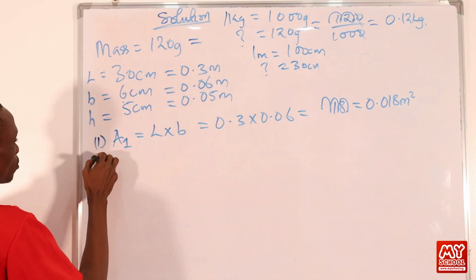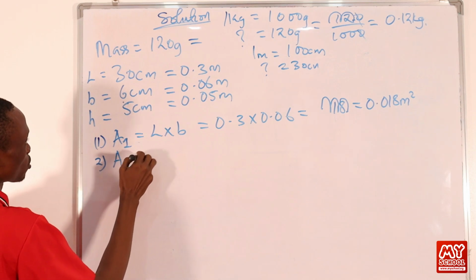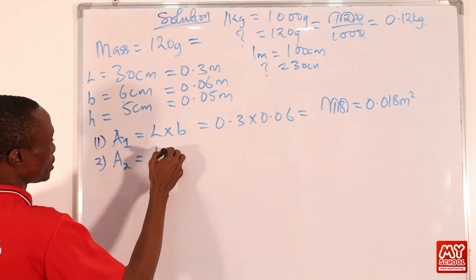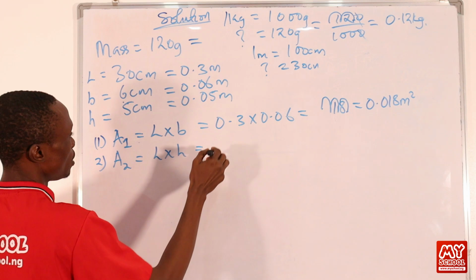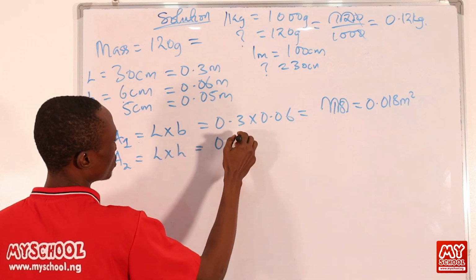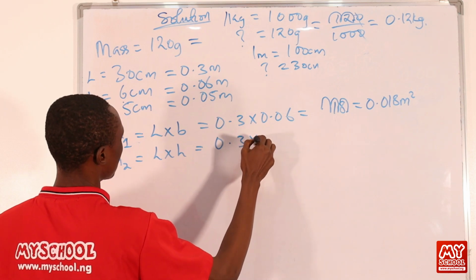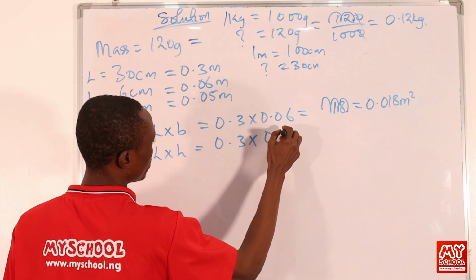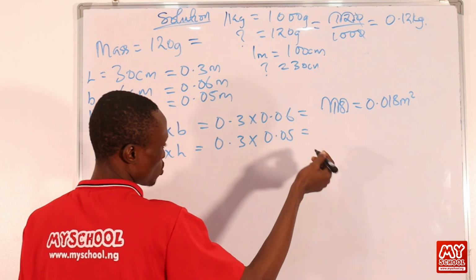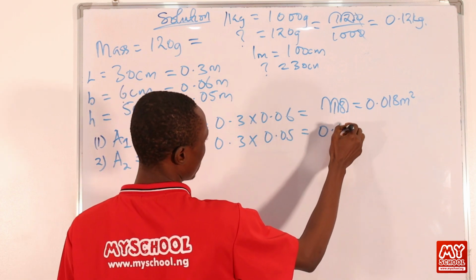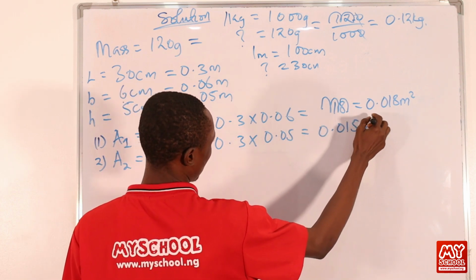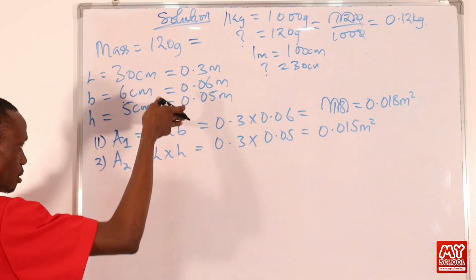So let's calculate for the second area. Let's call it A2. The second area will be the combination of length and height, right? So that will be 0.3 times 0.05. This will be equal to 0.015 meter square, just like what we did in the first one.